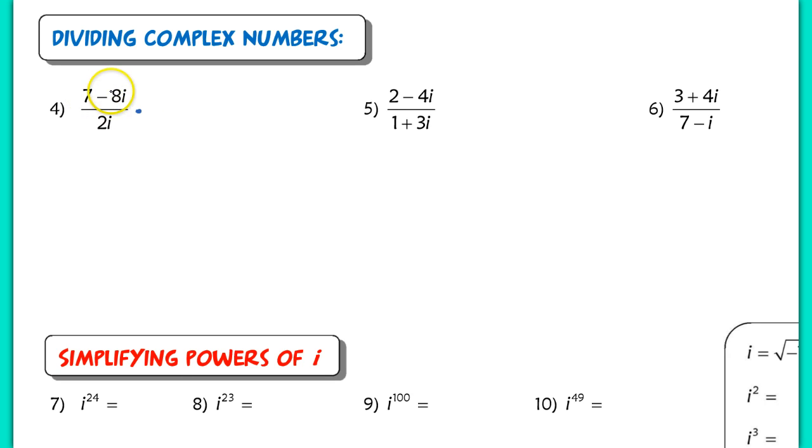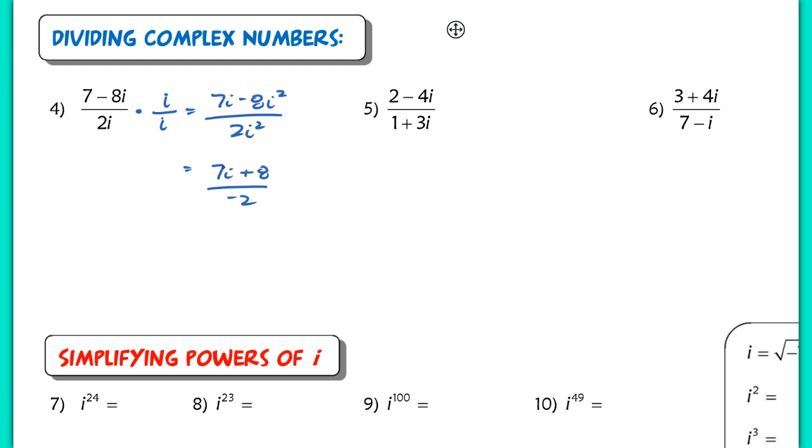Now, when I see (7 minus 8i) over 2i, I don't want an imaginary number in the denominator, so I need to get that out of there by multiplying by i over i. So this is just like multiplying by 1. In the numerator, I have 7i minus 8i squared, all over 2i squared. So this just turns into (7i plus 8) over negative 2. Of course, if these could be reduced, I would reduce that, but since this 7 is odd, I cannot reduce this, and so I'm going to move on to 5.